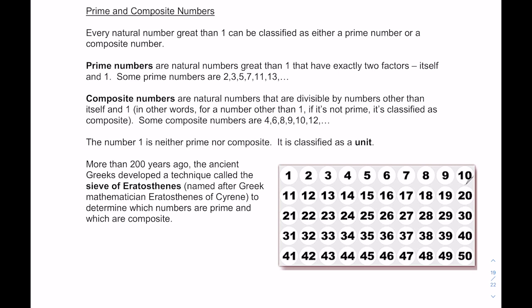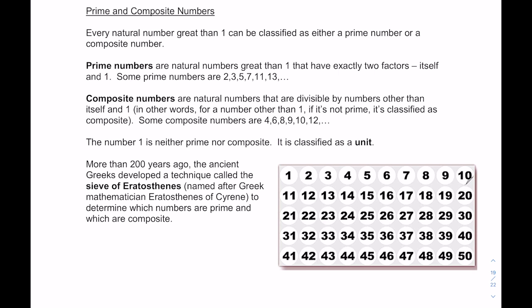Composite numbers are natural numbers that are divisible by numbers other than itself and 1. So for example, 4. 4 is composite because not only can you multiply 1 times 4, you can multiply the factors 2 times 2 to give you 4. Same thing with 12, right? You could do 1 times 12, 2 times 6, 3 times 4.